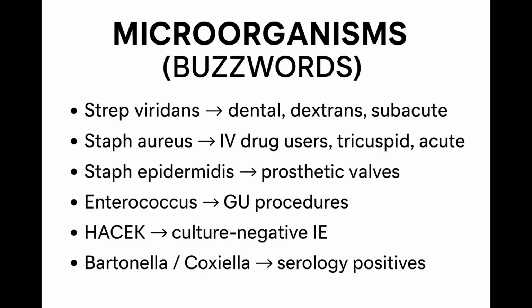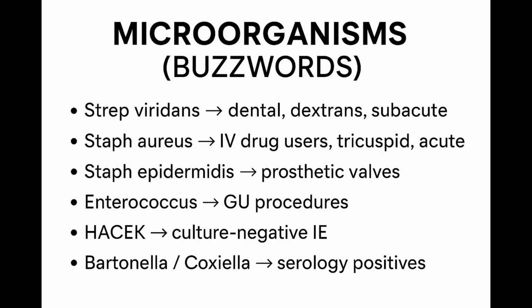Acute is a nightmare. It's usually caused by the really nasty bug Staphylococcus aureus, staph A. It's fast, it's destructive, and it can infect a perfectly healthy valve. Okay, so that's the aggressive one. What about subacute? Subacute is a slower burn. It's often caused by Streptococcus viridans, and it tends to infect valves that were already damaged, maybe from old rheumatic heart disease. This is the one that's classically associated with bacteria getting into the blood during, say, a dental procedure.